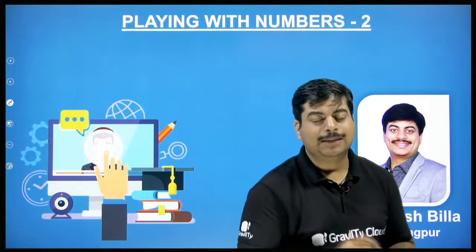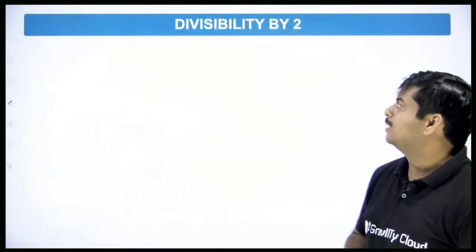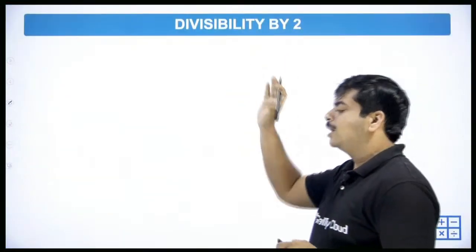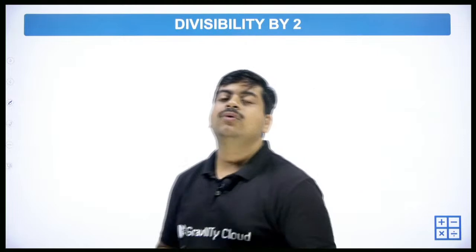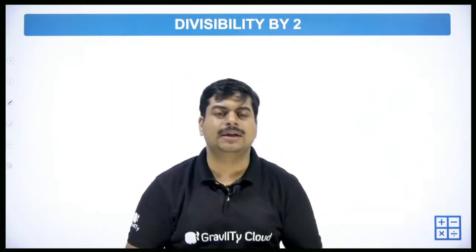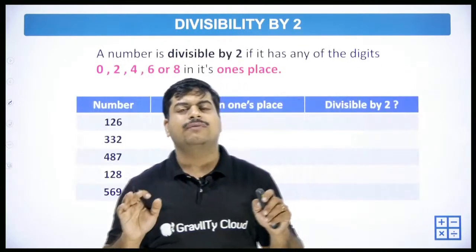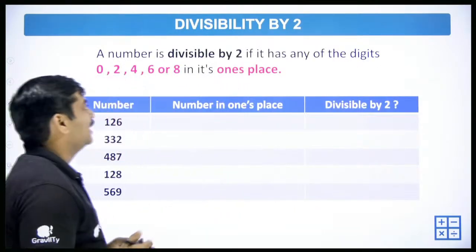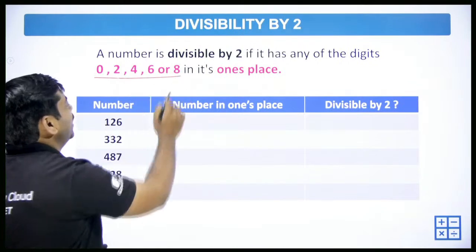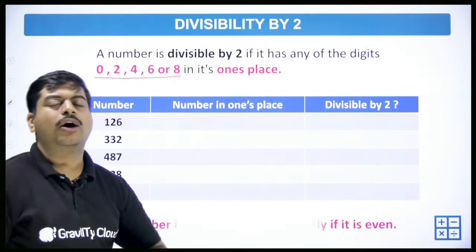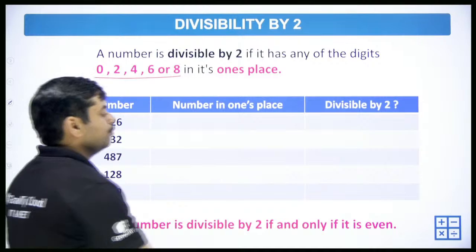So, in the previous class, when we were discussing about divisibility rules, this is how we started with the divisibility by 2. That means how to find whether a given number is divisible by 2 or not. And for that, the simple shortcut we have derived: the number should end with 0, 2, 4, 6 or 8, so we can simply say that the number should be an even number.